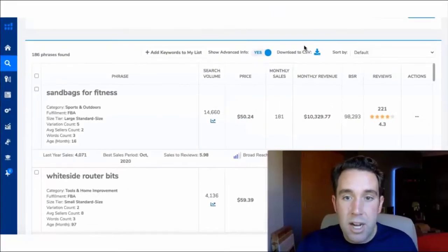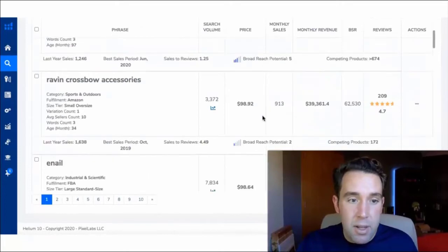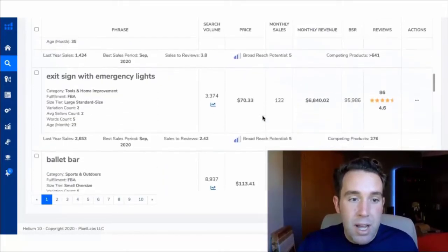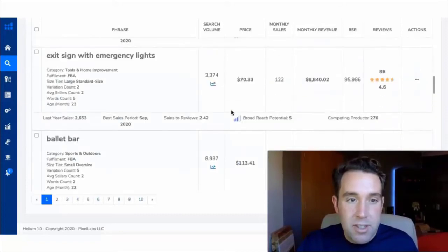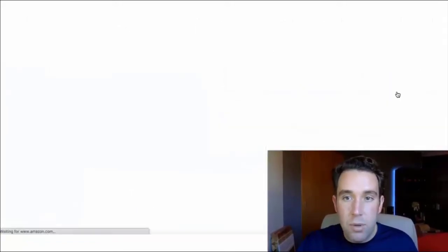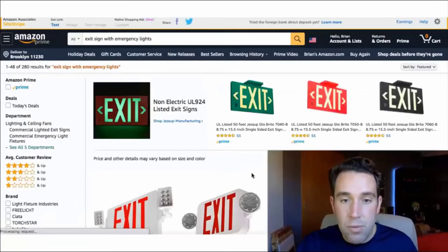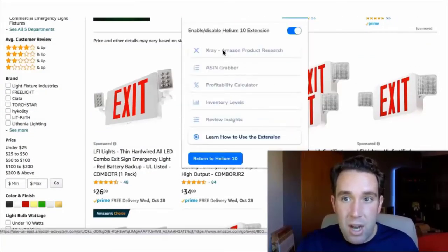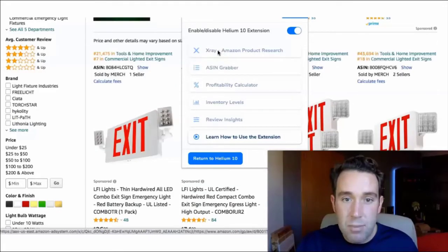If we come back in here, guys, we can see if anything else sticks out. A gamble, I'm not sure what that is. Compound bow, exit sign with emergency lights. We can open that one up. View on Amazon, 86 reviews is the average. And let's run X-ray on this to see how it looks. I'm so excited for this.